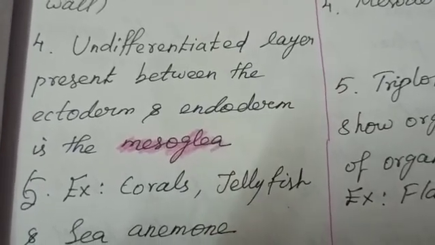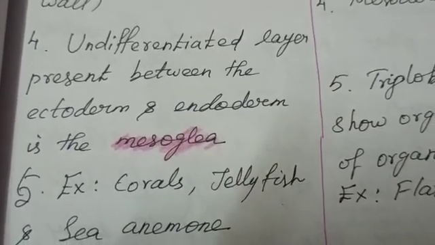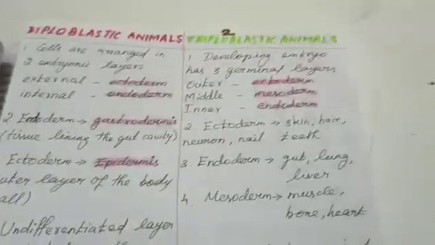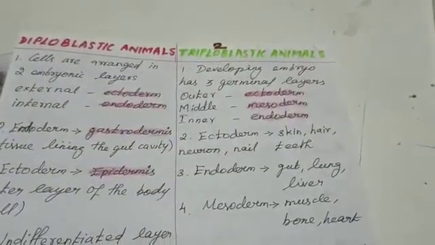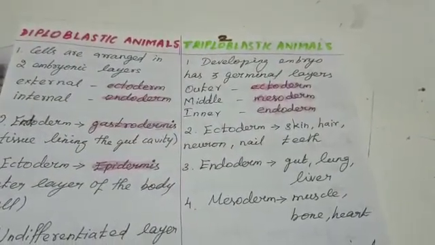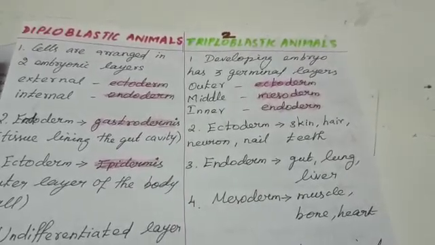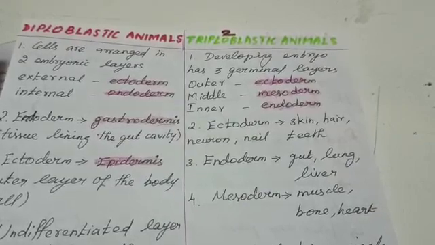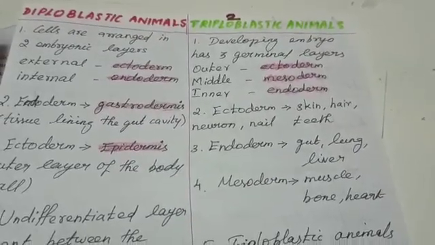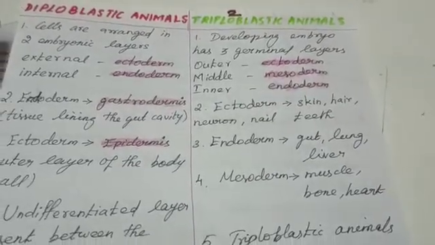The examples for diploblastic organisms are corals, jellyfish and sea anemone. Now come to the triploblastic. The first point: the developing embryo has three germinal layers, because tri means three. So three germinal layers are present in these animals: outer ectoderm, middle mesoderm, inner endoderm.